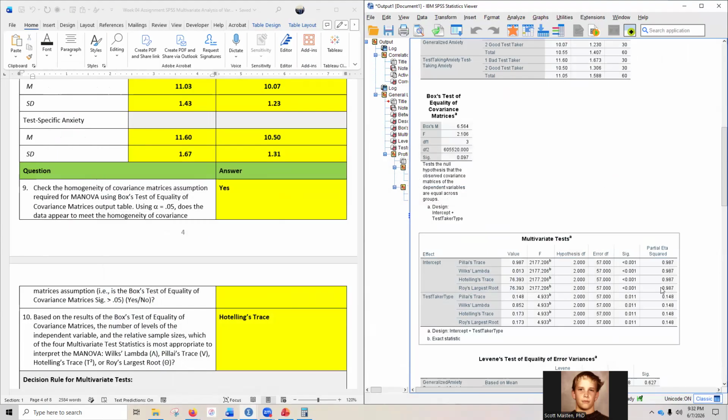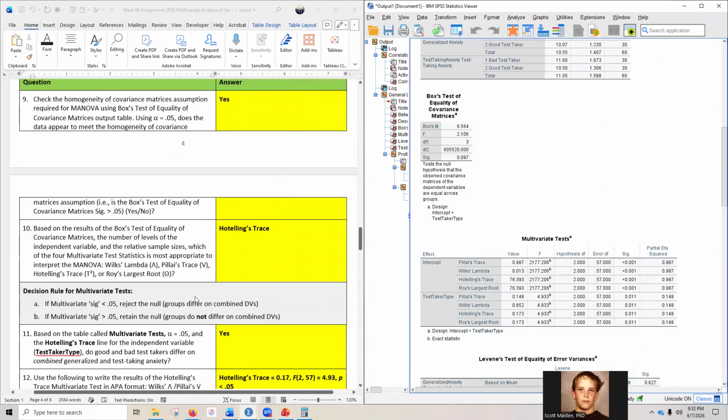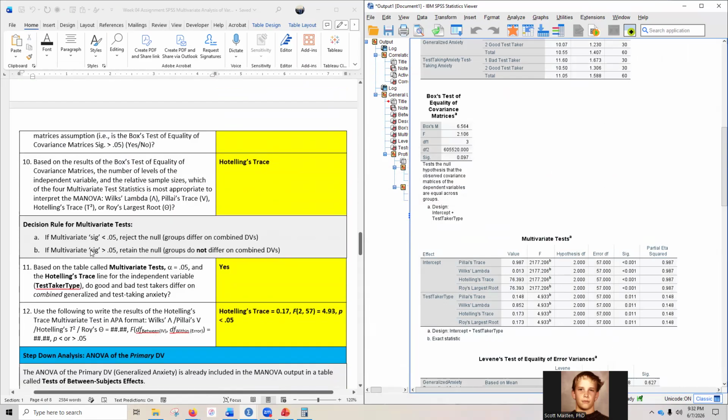So if we look at the actual output, you'll see that every single one of the tests is statistically significant. So it doesn't really matter which one you pick, but the most appropriate one is Hotelling's trace right here. So Hotelling's trace is the answer to 10, based on the table called multivariate test, this table, and Hotelling's trace. So I literally tell you which one I want you to use here.